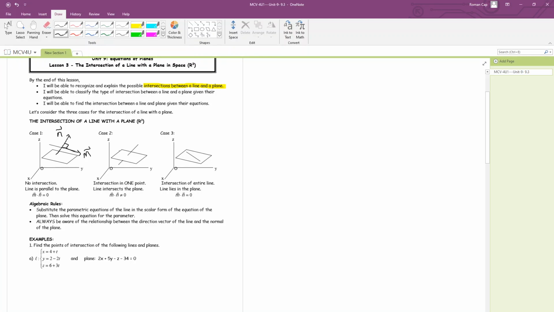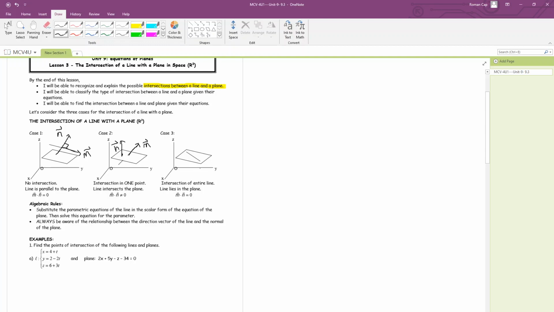Then we have the second case, is the intersection in one point. So the line and the plane intersect at one point, so m dot n is not equal to 0. So we can do the same thing and draw the vectors. So we can have m here, so that goes on the line. And then we have n, which is perpendicular to the plane. So that's the second case.